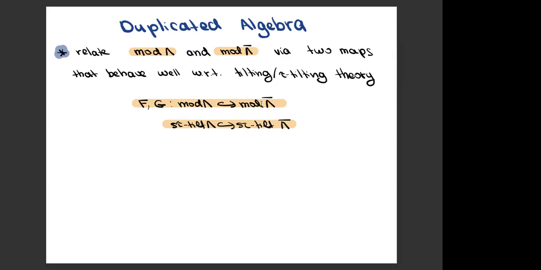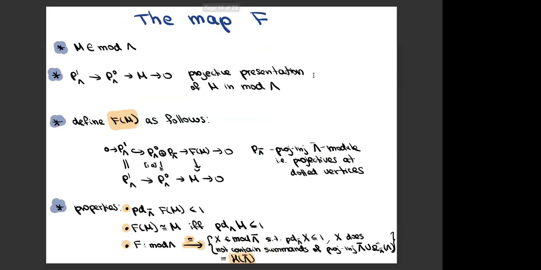There's mod lambda, which is included inside of mod lambda bar just via identity, but that's not the right map. That's not going to behave well with respect to tilting and tau tilting theory. So really that one is not a good one to think about. Okay, so let us start with the map F.